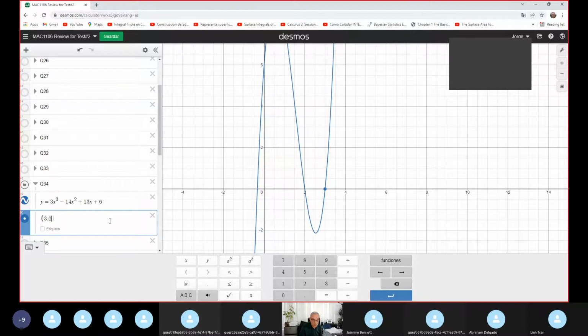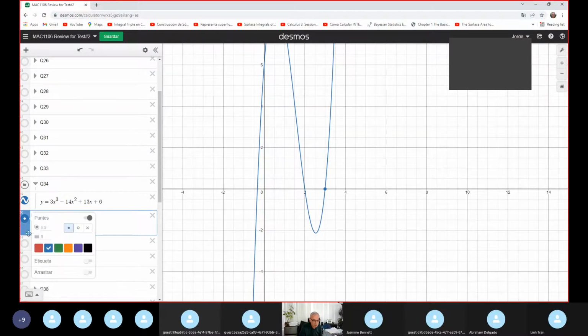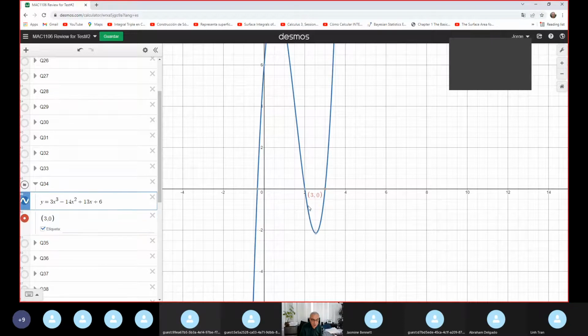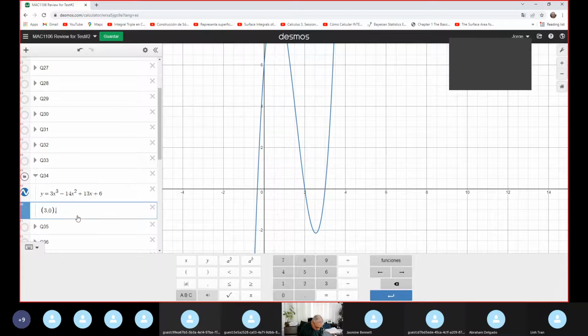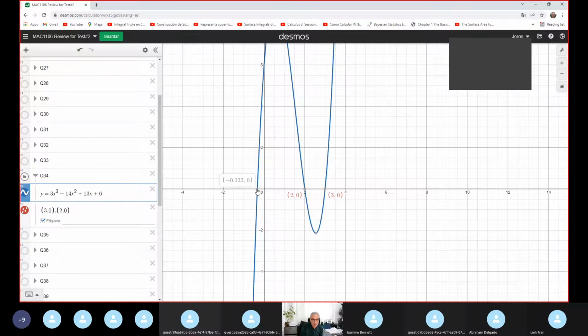I changed the color because blue is not clear. Maybe red is clearer. And you put the label 3,0. What is the other one? The other one is 2,0. Okay, I like that. Oh, nice. And finally, I saw another. This is negative 0.3333.